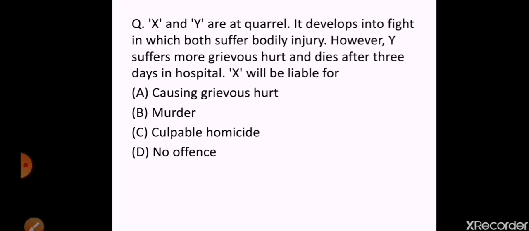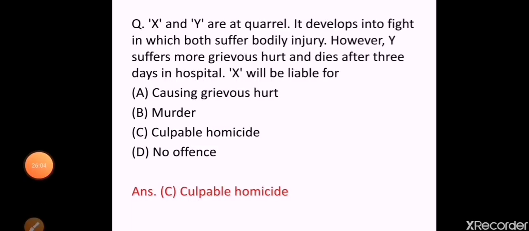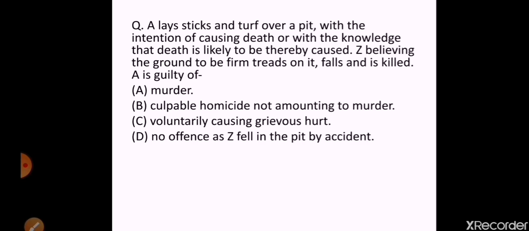So you all must write the correct answer to it, because yes, it is option number C, that is culpable homicide, and this was asked in the Uttarakhand CJ examination in 2018. So again I will move to the next question.